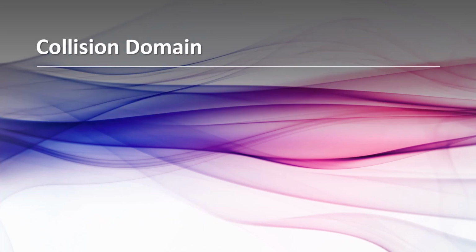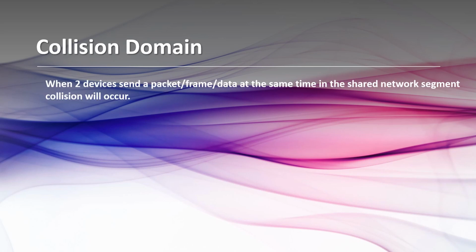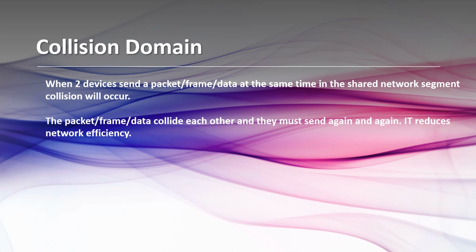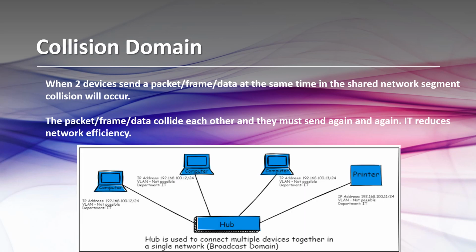Collision domain: when two devices are connected in a shared network or the same local area connection and they are trying to send the data or packet or frame at the same time, then a collision can happen. Once a collision happens, they need to send the data again and again. Because of this, it reduces the network efficiency. Let's see in the diagram.